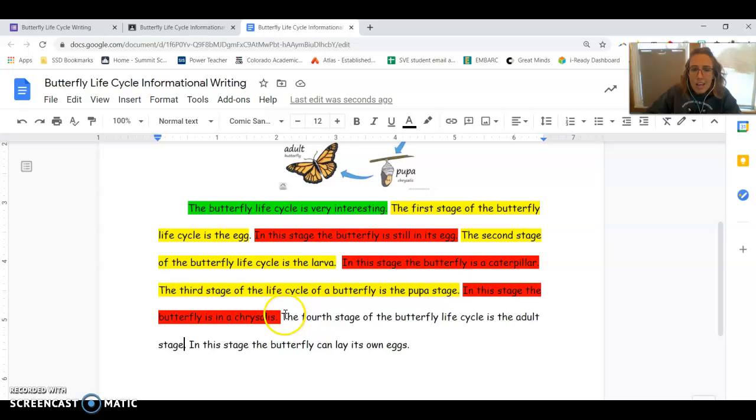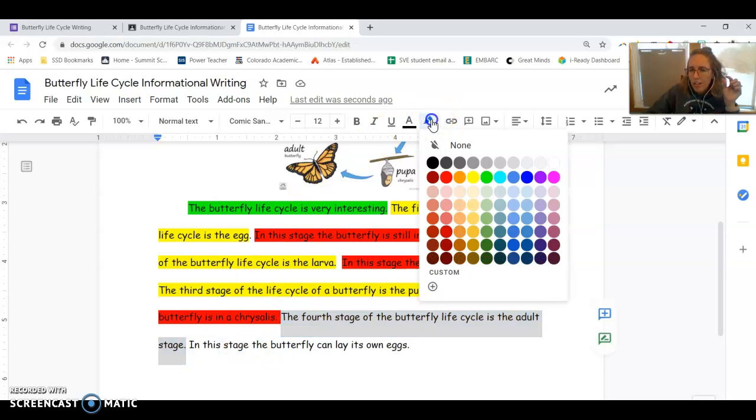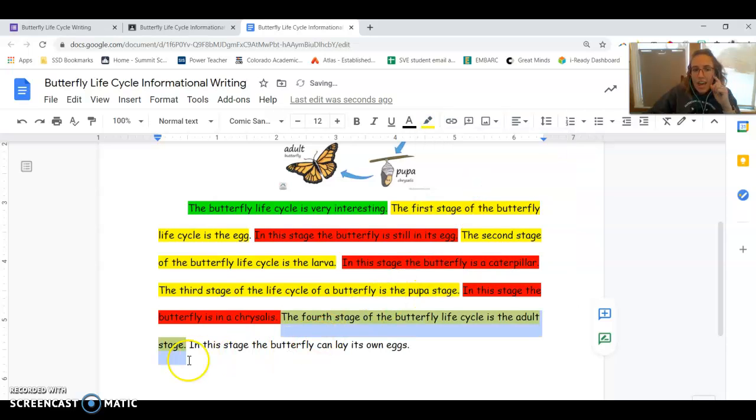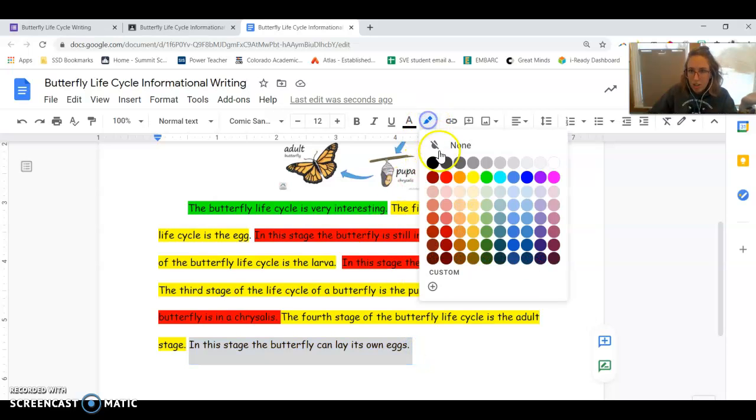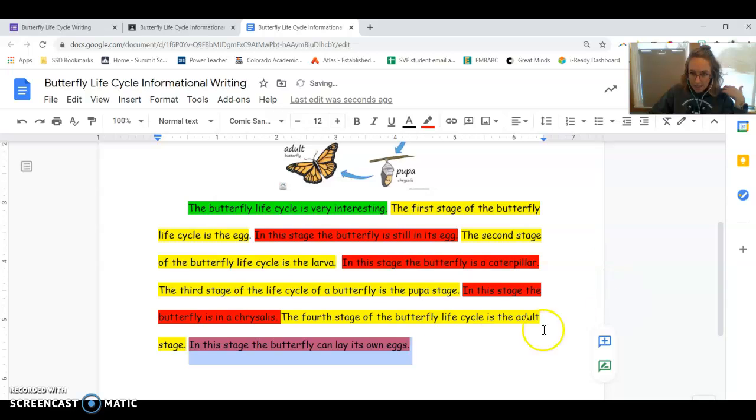Totally fine. Now I'm going to highlight this sentence in yellow because it gave a little information, but not all. And in this sentence, in this stage, the butterfly can lay its own eggs. I gave more information, which is where you need to stop and process. Okay, I now have my fourth stage.